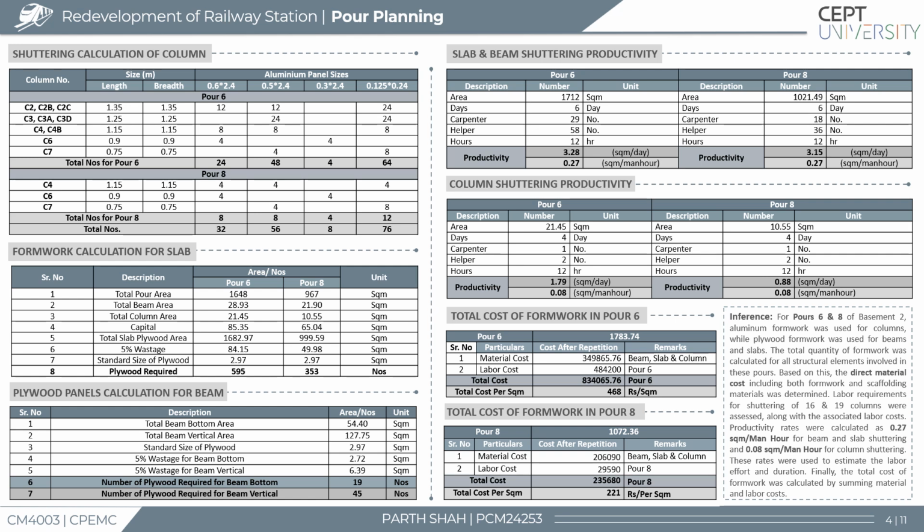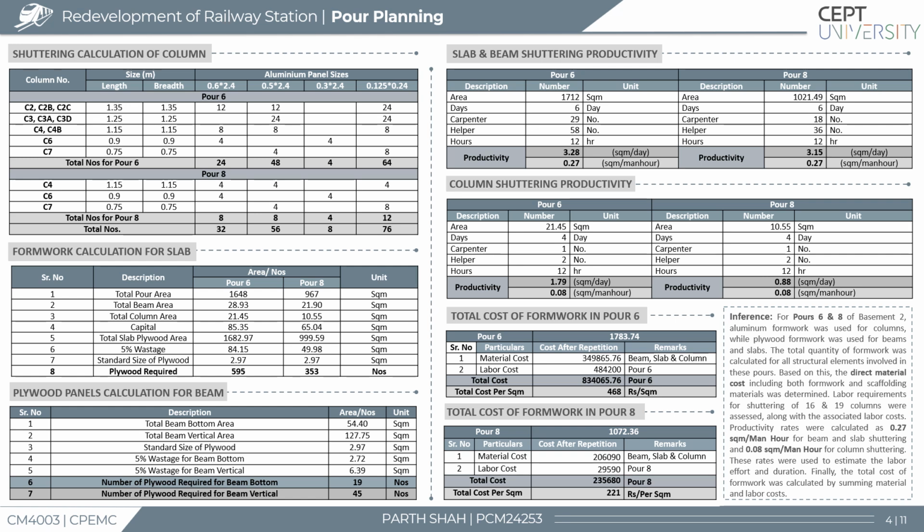Column shuttering involved the use of aluminum formwork with 16 columns in Pour 6 and 19 in Pour 8, requiring about 21.45 square meters and 10.55 square meters for shuttering area respectively. The couplock system for slab and beam support was also calculated using standard coefficients. These elements were determined using a coefficient-based approach considering a 297 square meters grid layout. The detailed breakdown allowed for accurate labor estimation and minimized excess inventory on site.